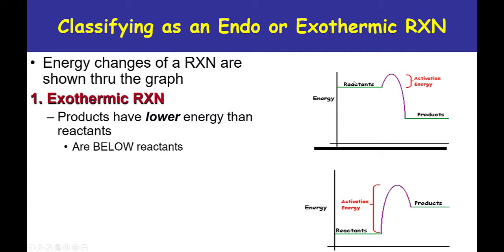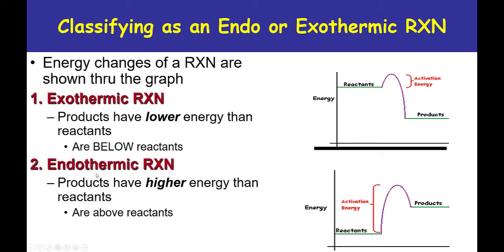You'll notice that this top graph right here represents an exothermic reaction. Notice that my reactants have much higher energy than the products, so over the course of this reaction, our products have lost energy. Conversely, in the endothermic reaction, we see the products actually have more energy than the reactants did. Now, how did that happen? Well, from some surroundings, the reactants actually picked up energy, and their products are at a higher potential energy level than the reactants were.